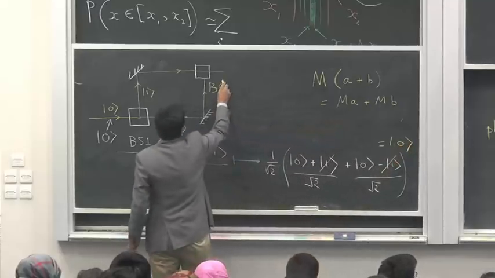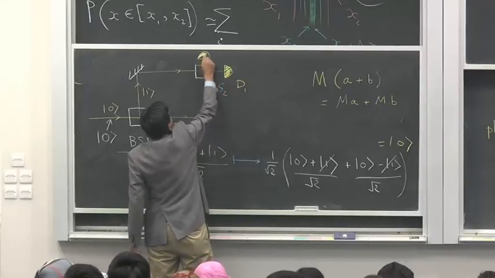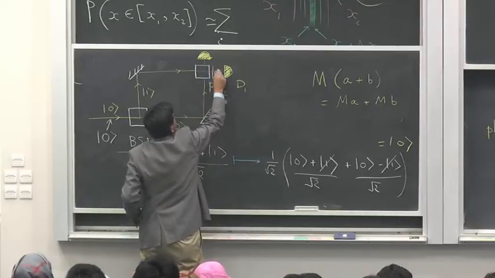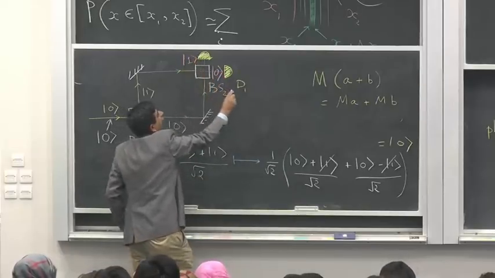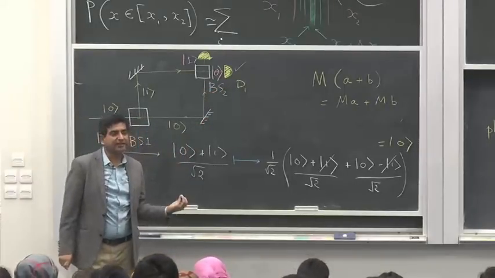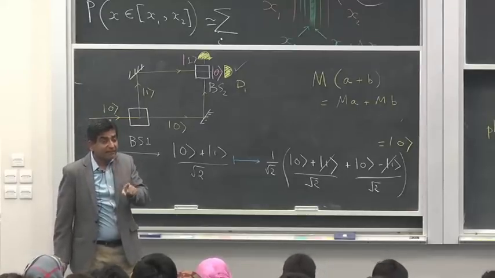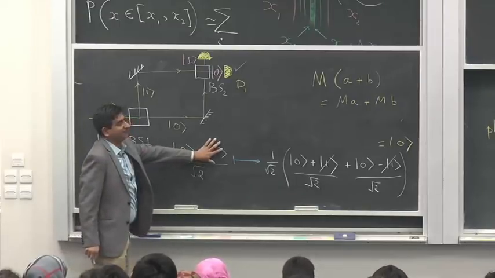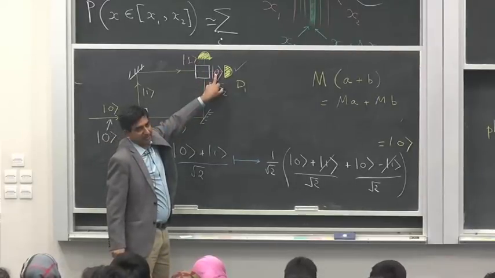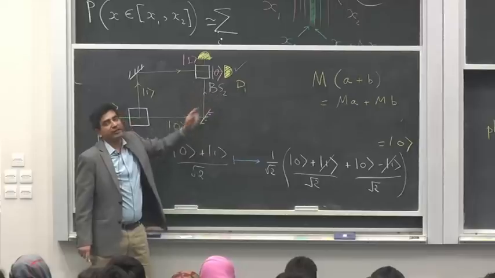So if I have two detectors here, D1 and D2, if I define this path to be 0, and I define this path to be 1, only this detector is going to fire. Only this detector will give me an output. The other detector is not going to give me an output. If I had a state only 0 here, only this path was populated, then both of these detectors will click. It is the superposition that enables this counterintuitive phenomenon.